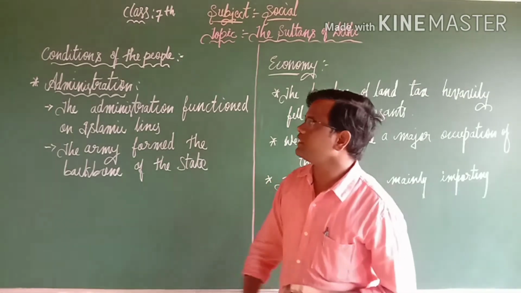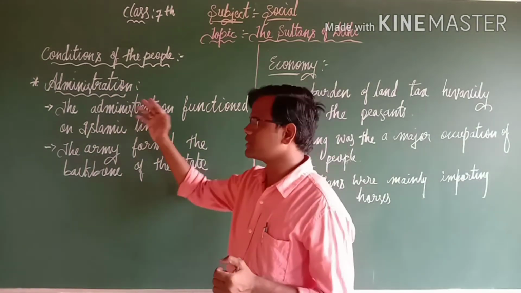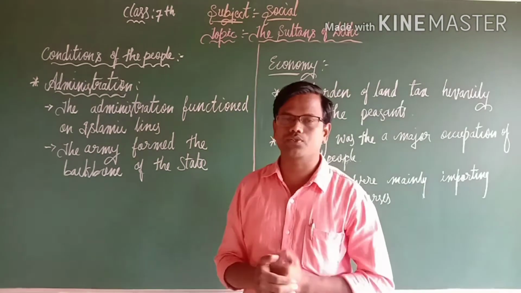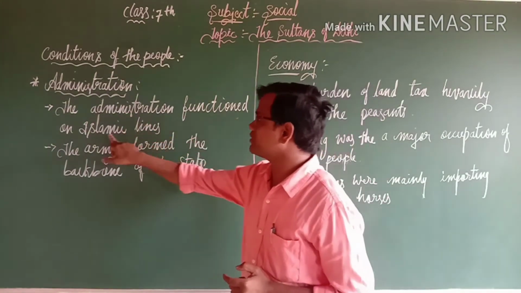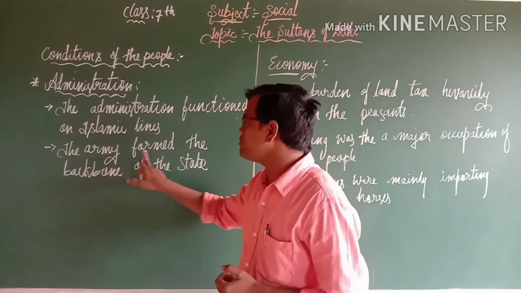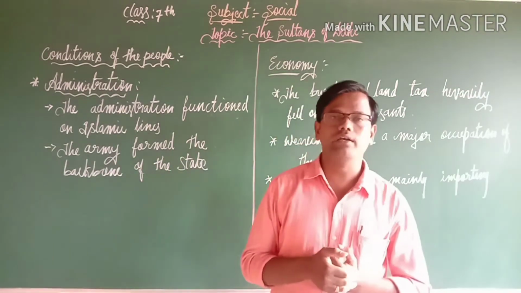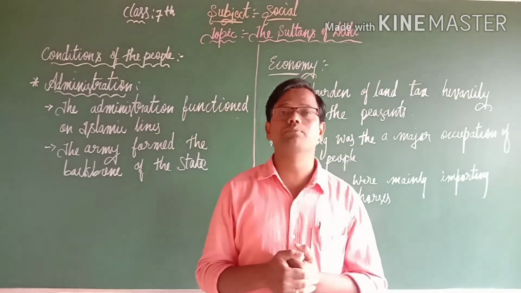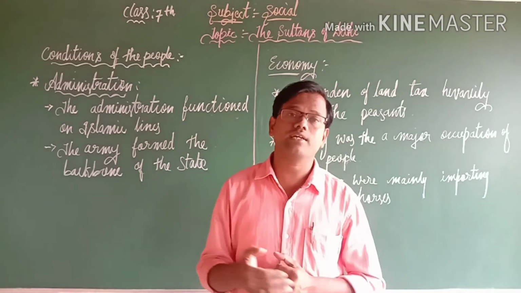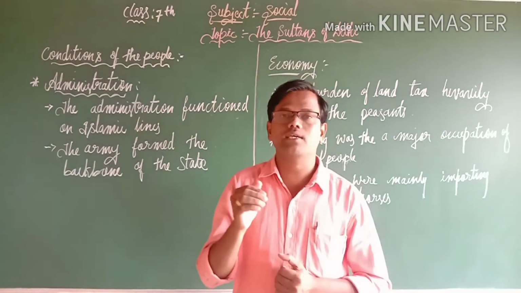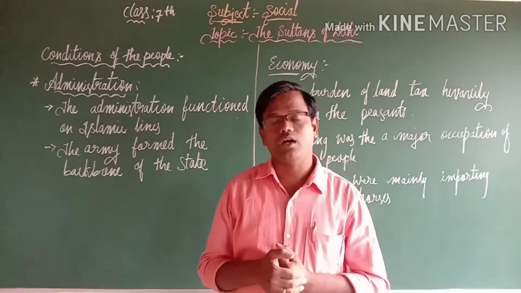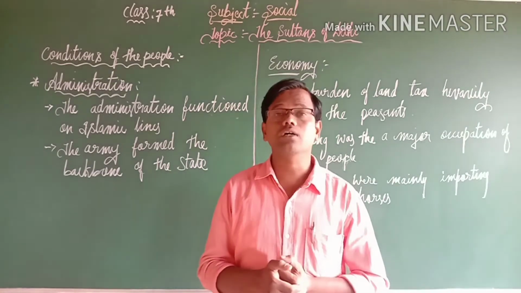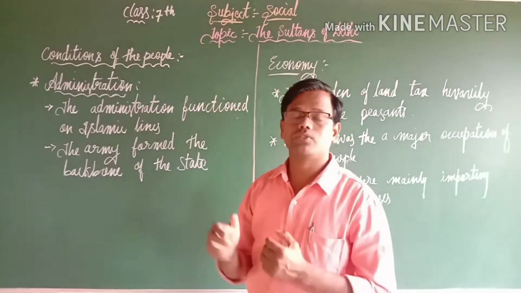The next important point is the conditions of the people. Let us discuss the administration. The Sultanate of Delhi had a majority of Hindus, but the administration functioned on Islamic lines, and the army formed the backbone of the state. One very important sultan here is Balban. Balban declared himself the representative of God, and said that except God, he was answerable to no one. After a few days, the Delhi Sultans always faced revolts of the local rulers. So this was about the administration of the Sultanate of Delhi.